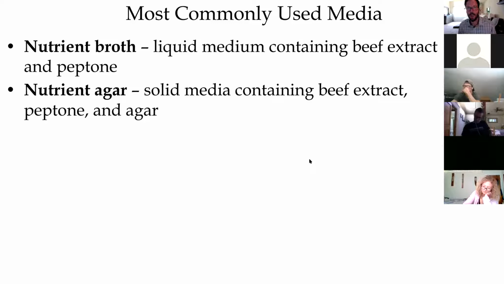Nutrient broth, nutrient agar. Those are the two main media, okay? The broth is the liquid, the agar is the solid. And the components in there are usually beef extract of some degree and peptone, which feed the bacteria the nutrients they need to continue to reproduce and grow.